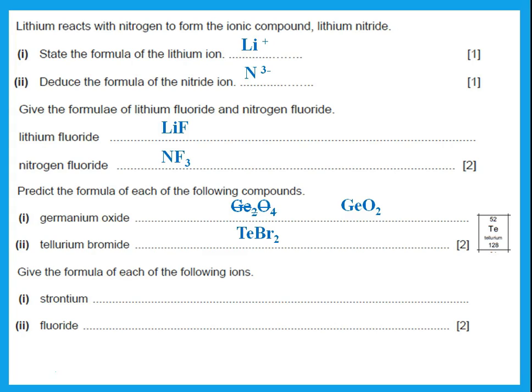Give the formula of each of the following ions. So remember that he's asking for the ion. So strontium is Sr, and it is in group 2. That means it has 2 electrons in the outer shell. So to form an ion, it needs to lose these 2 electrons, so it will have an extra 2 positives. Fluoride is in the fluorine atom is in group 7. To form an ion, it needs to gain an electron, so it is F-.